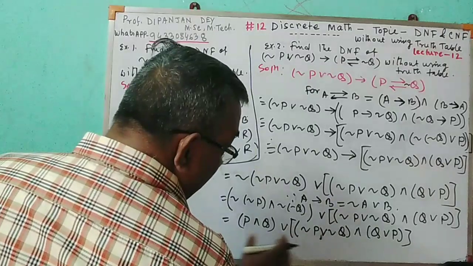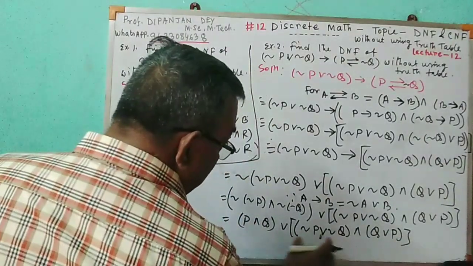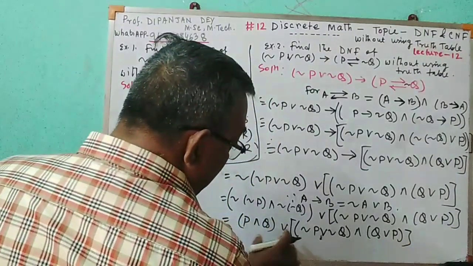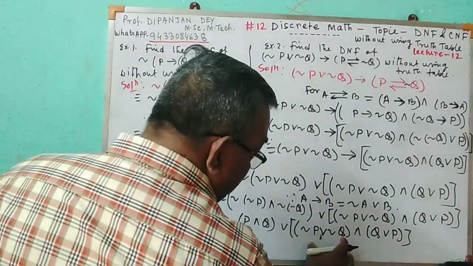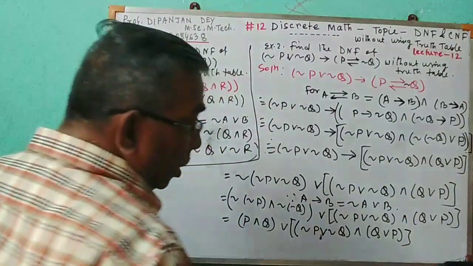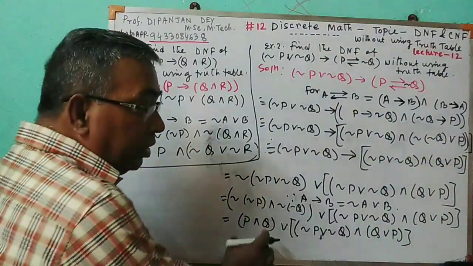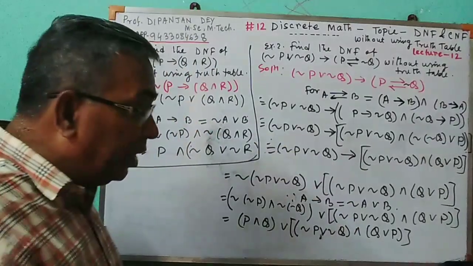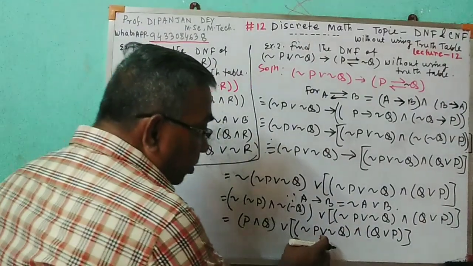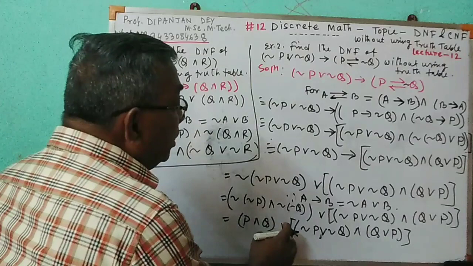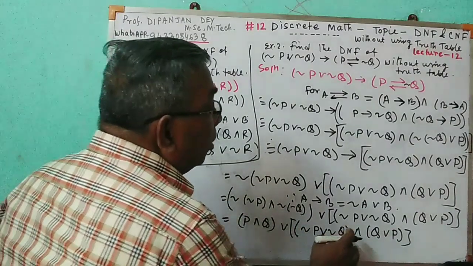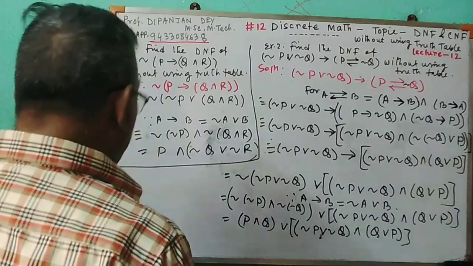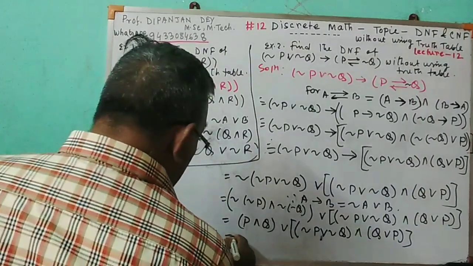This with this and this with this. Suppose this is A, this is B, this is C. So A disjunction B, conjunction C. So be careful. You are thinking this as A, this as B, this as C. So A disjunction B, conjunction C formula, that is called distributive law. So distributive law applying here.